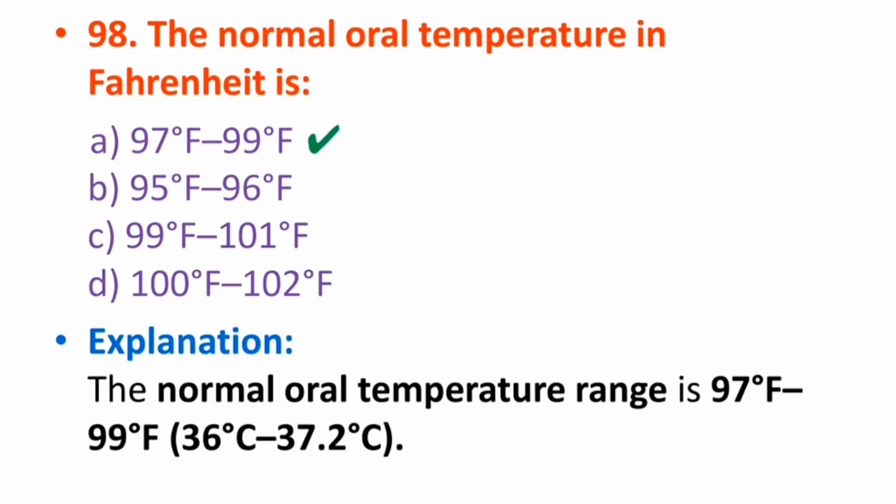The normal oral temperature in Fahrenheit is option A, 97 to 99 degree Fahrenheit. Option B, 95 degree to 96 degree Fahrenheit. Option C, 99 to 101 degree Fahrenheit. Option D, 100 to 102 degree Fahrenheit. The correct answer is option A. The normal oral temperature range is 97 degree Fahrenheit to 99 degree Fahrenheit.